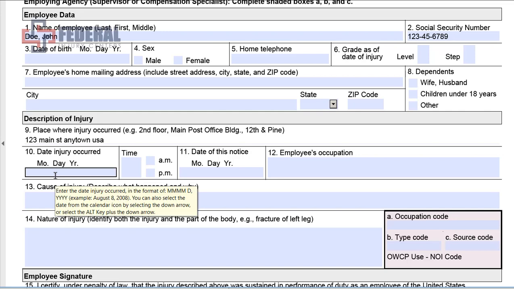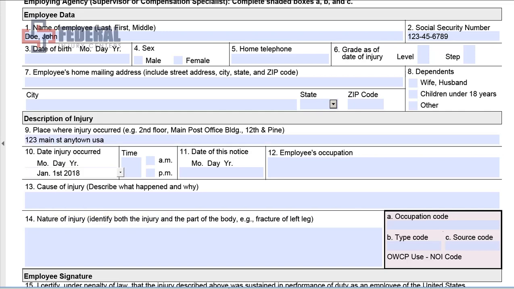In box 10, you're going to put the date the injury occurred. So just as an example, we'll go ahead and put January 1st, 2018. Time, be specific as possible. If it was 10:23 a.m., put that. If you don't know the exact time, get as close as possible.